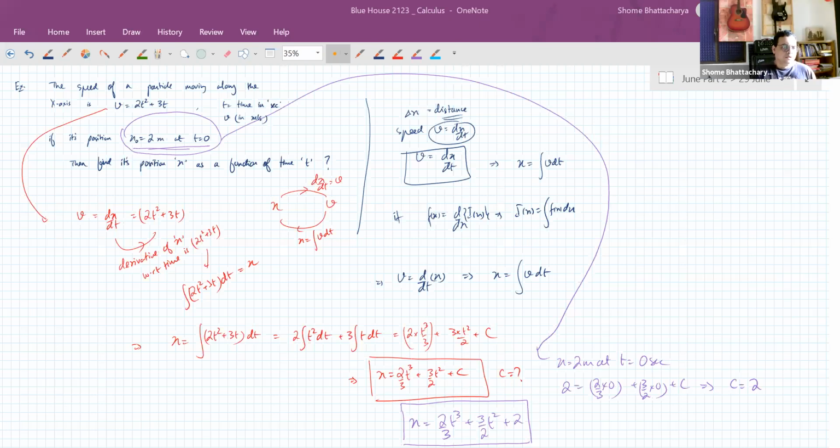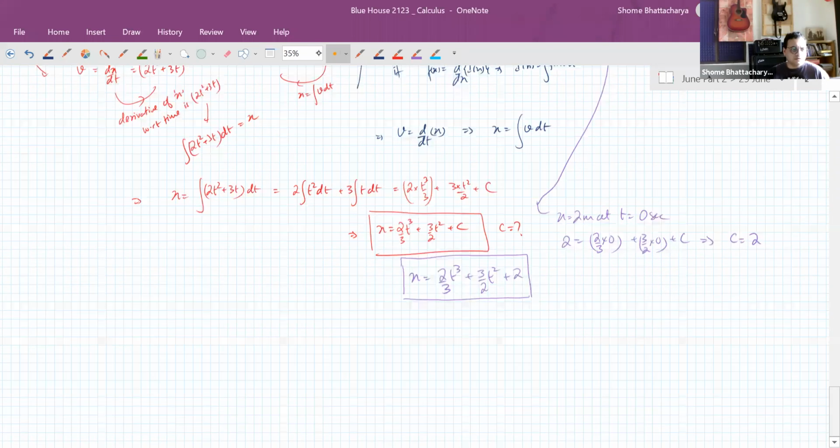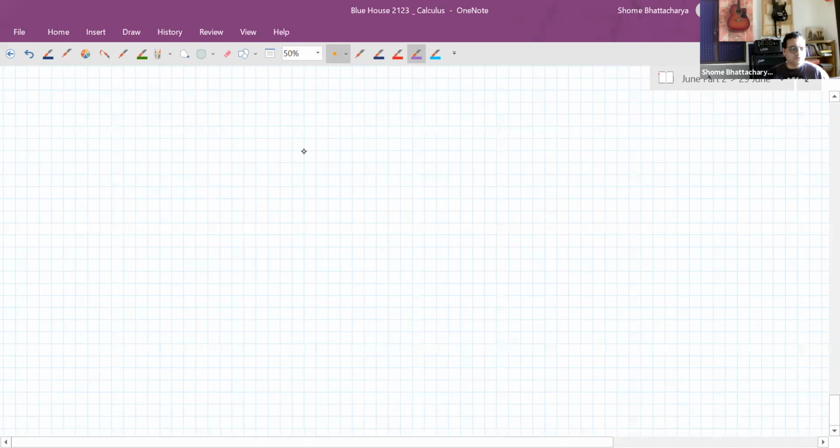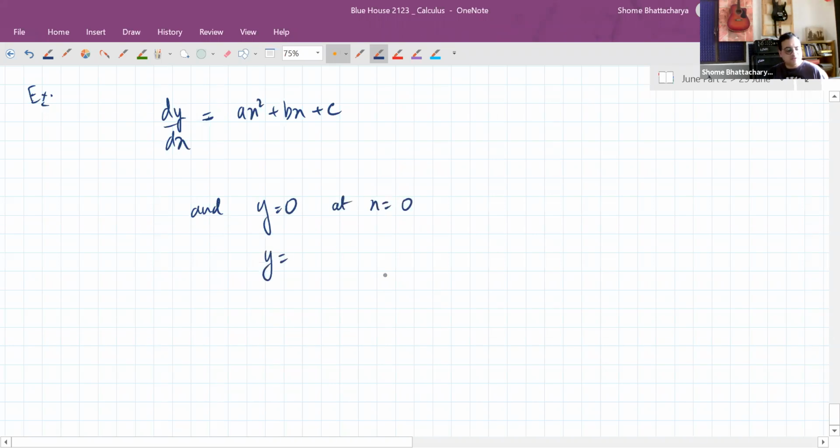Okay, so hope this example is clear. Now you'll remember in worksheet 1, for example, we had done one type of question where we were given that dy by dx was ax square plus bx plus c, and it was given that y is equal to 0 at x equal to 0. Let me bring up that question. We'll see that this type of question can now be done by integration also.